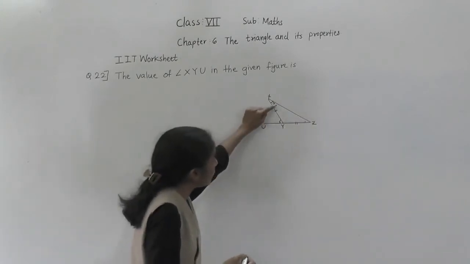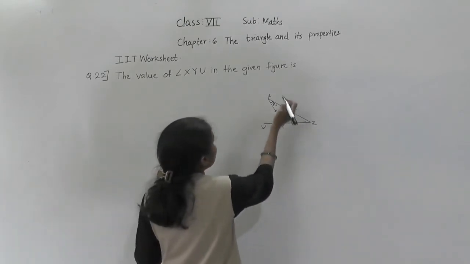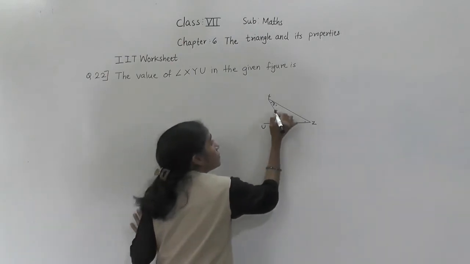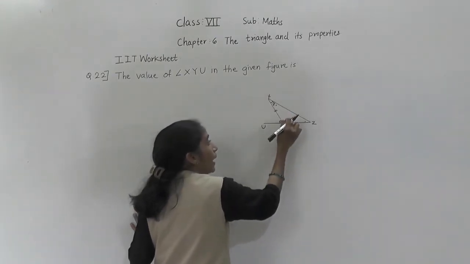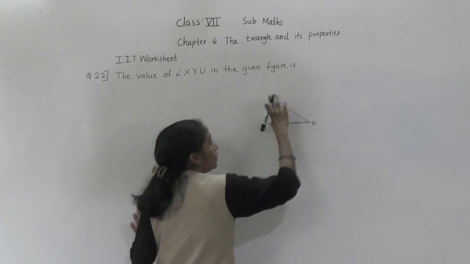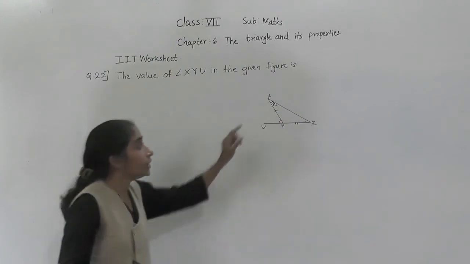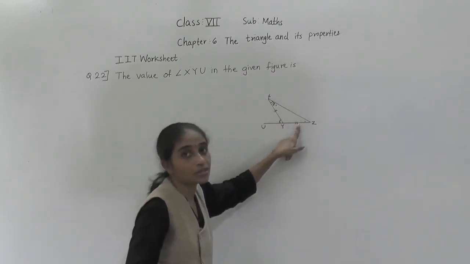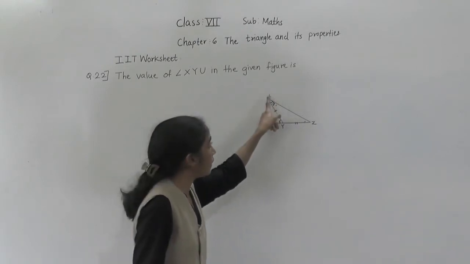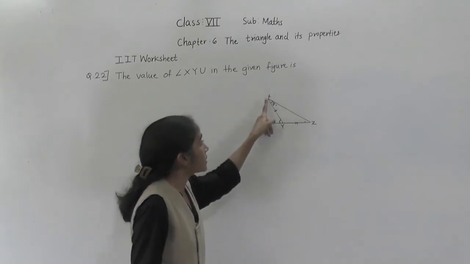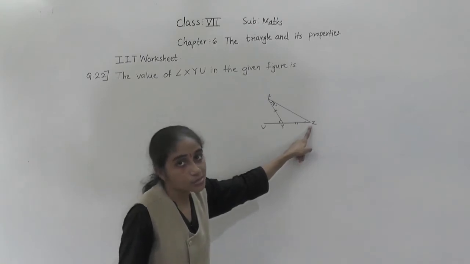These angles we know, so we have to find these angles. If you see in this figure properly, these two sides are shown equal: XY and YZ. In a triangle, if two sides are equal, then which type of triangle is it? Isosceles triangle. In triangle XYZ, XY and YZ are shown equal, so this triangle is an isosceles triangle.